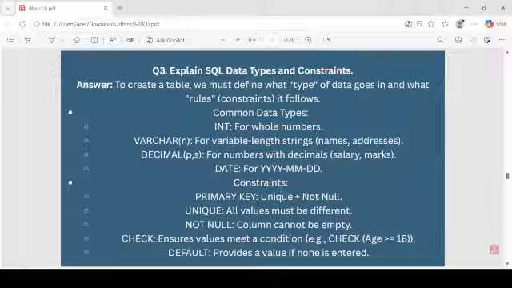Let's talk about constraints. We have primary key, which is a unique key that identifies each row uniquely. It cannot be null, meaning null values are not there, and it must be unique, so all values must be different and not null. These are the characteristics of a primary key. Check ensures a value meets a condition, so check is used for checking conditions inside the query. And we have default, which provides a value if none is entered.